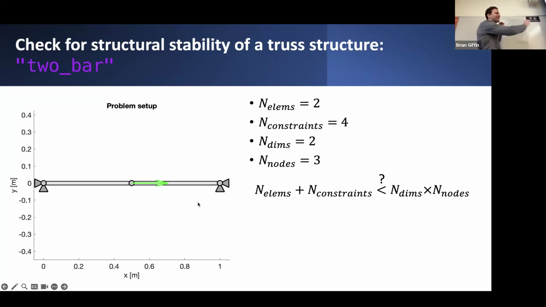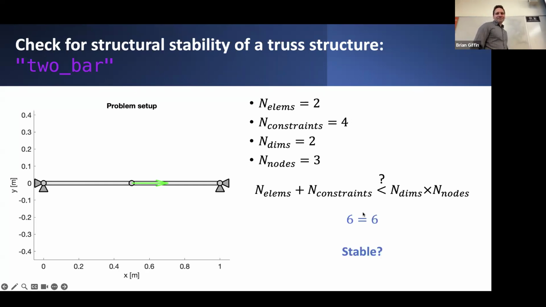They're collinear or parallel to one another, and I'm just applying forces only in the X direction. So essentially, I'm setting up this one-dimensional problem. And I could go through the same exercise and say, well, is this problem going to be stable? Can I uniquely solve for an answer just setting up this problem? I can count up the number of elements, constraints, nodes, and dimensions in the problem and do this inequality.